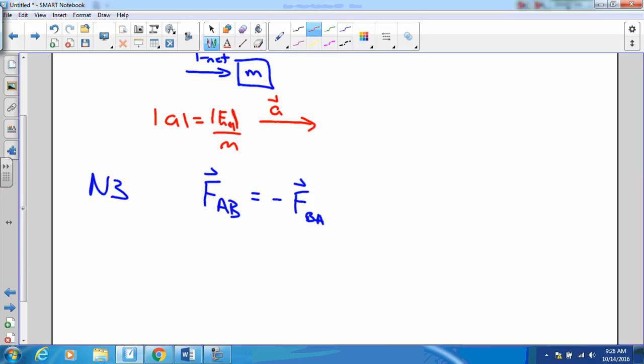Or another way of putting it in words, you may have heard, for every action there's an equal and opposite reaction. I don't like that because it's not precise enough for our purposes. Let me put it like this: forces always occur in action-reaction pairs.